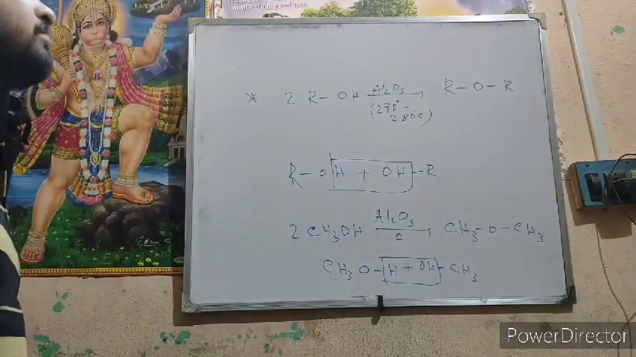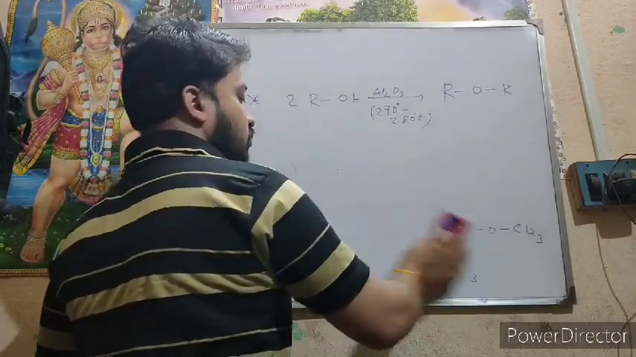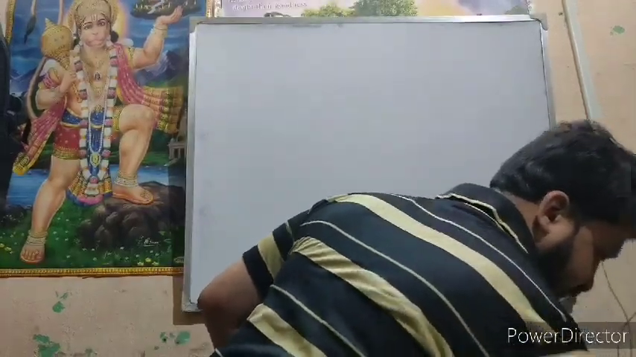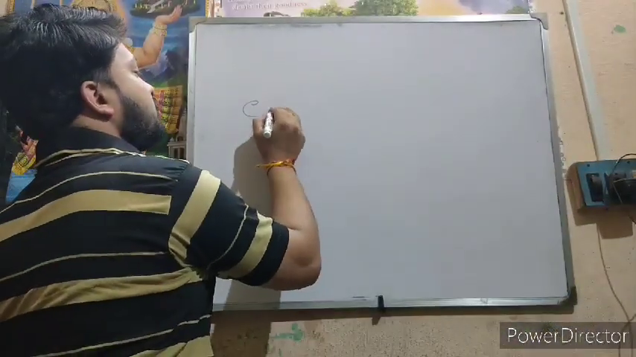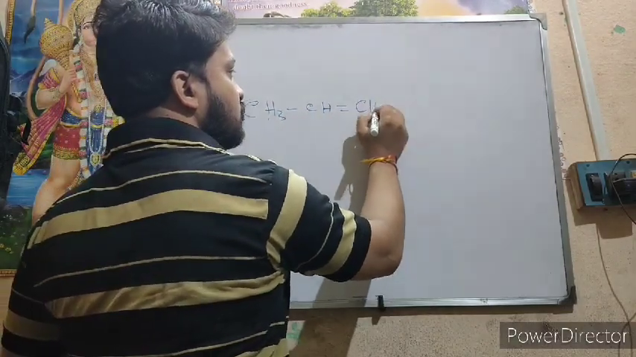Now you can write, you can use the OMDM process of oxymercuration demercuration. This process also you can write. What is the oxymercuration demercuration? CH3 CH double bond CH2.